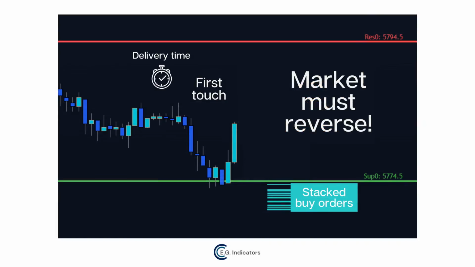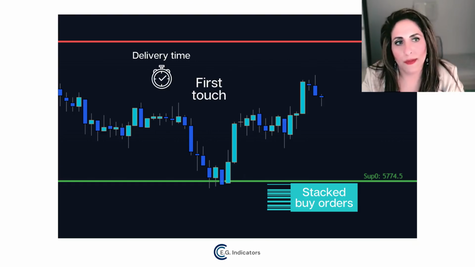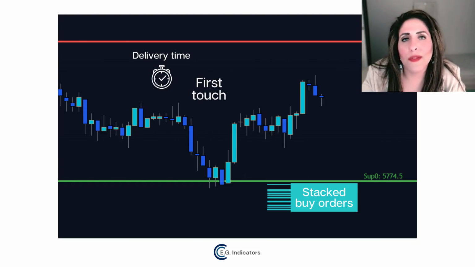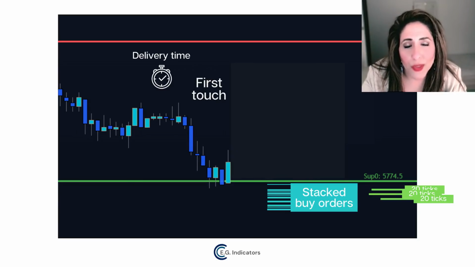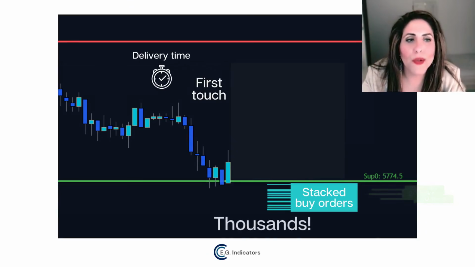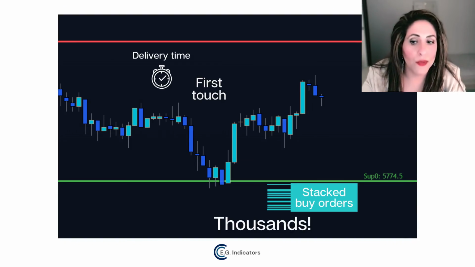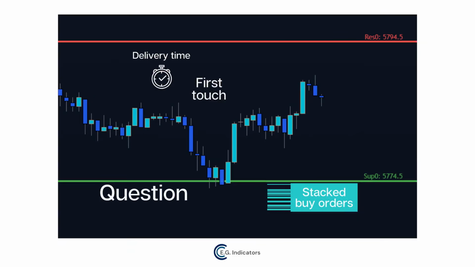Remember, guys, when there are stacked buy orders, the market must reverse, go to the upside, since there are not enough sellers to push the market to the downside. And that's the result. So again, usually, because there are many buy orders unfilled here, the market goes to the upside. Now, guys, I have a question for you.